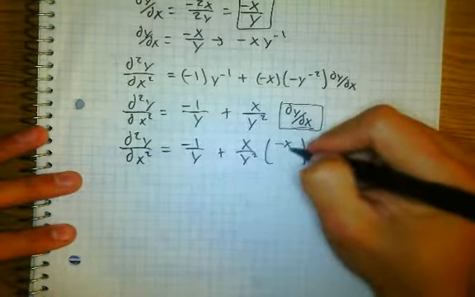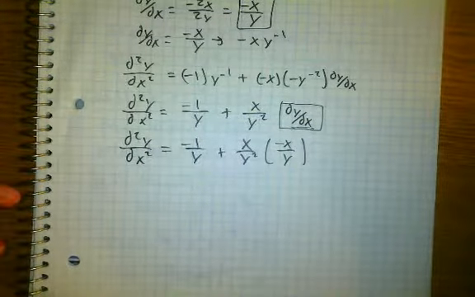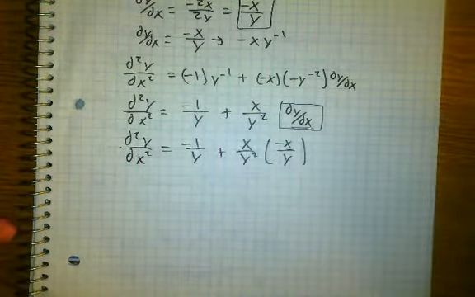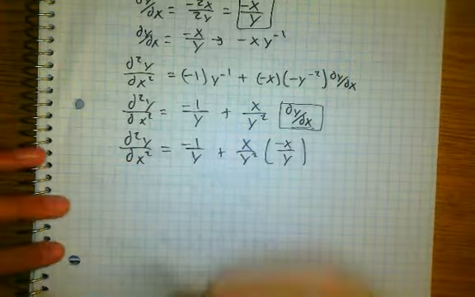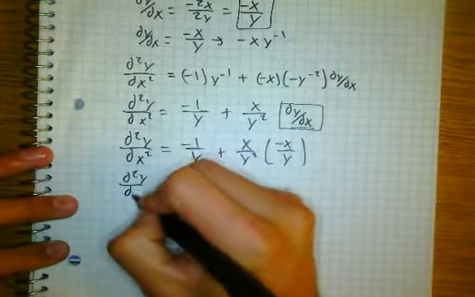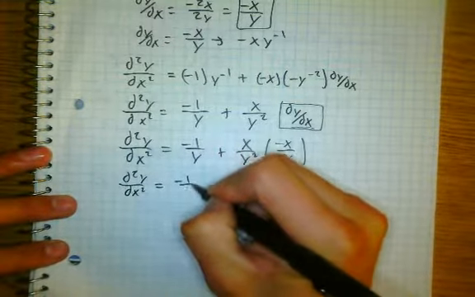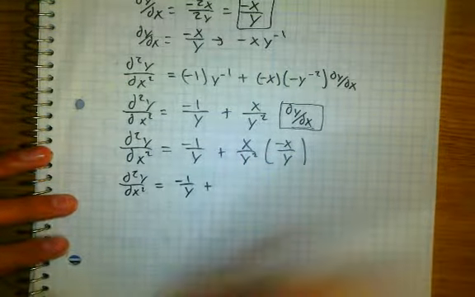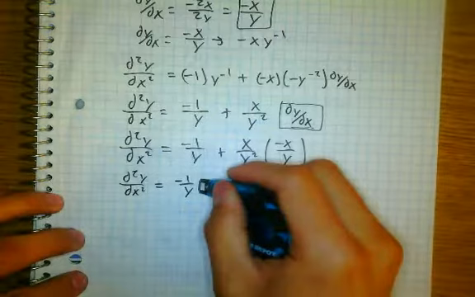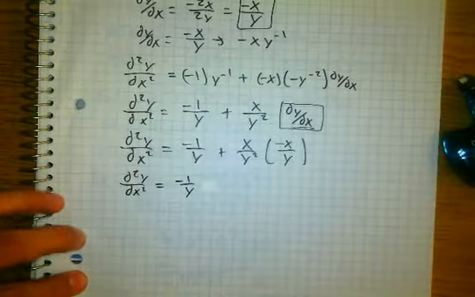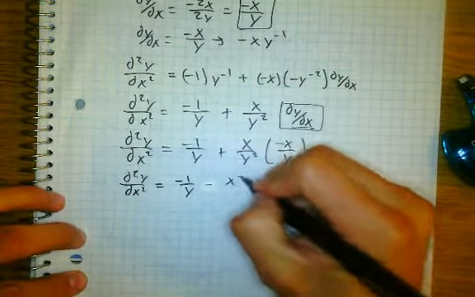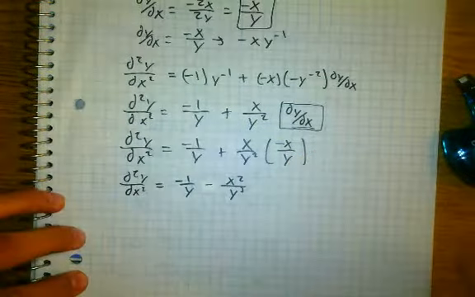Times negative x over y. Negative x over y. Have I lost anyone? Do we understand why the negative x over y is there? Yes? Okay, if I clean this up, the second derivative in terms of x is equal to negative 1 over y, plus, well, minus this time, right? Yeah, minus x squared over y cubed. Minus x squared over y cubed.